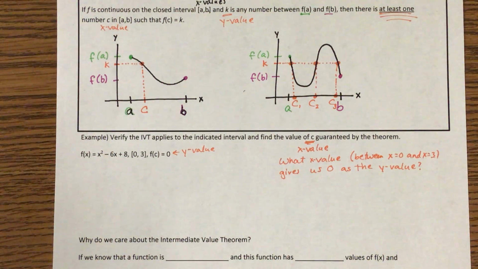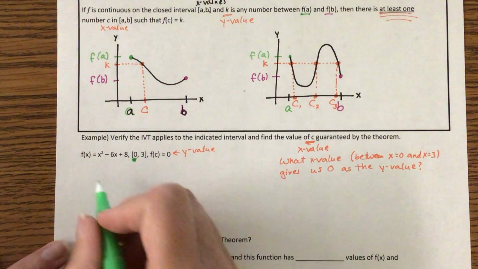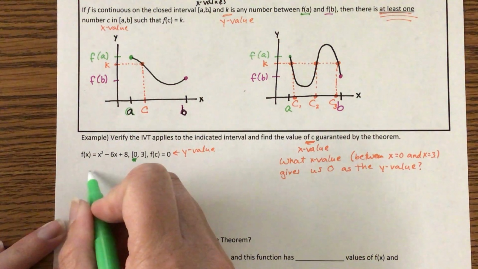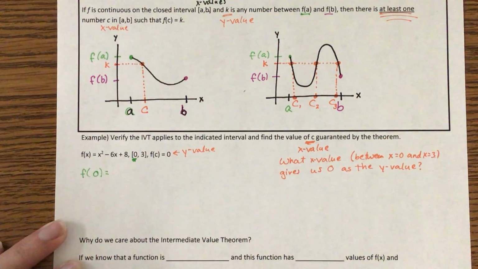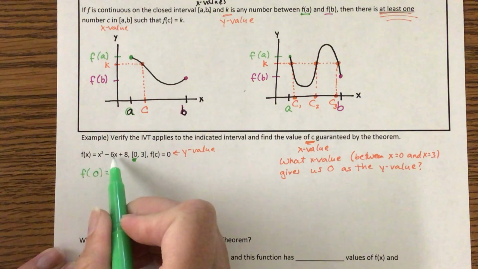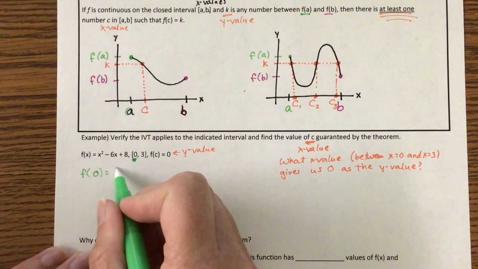So let's start with a. I've been doing a in green. a is the first x value here. So if our x value is 0, we want to find out what is f of 0. And we find out f of 0 by plugging in 0 for x here and here. Doing that math out, we would get 8.